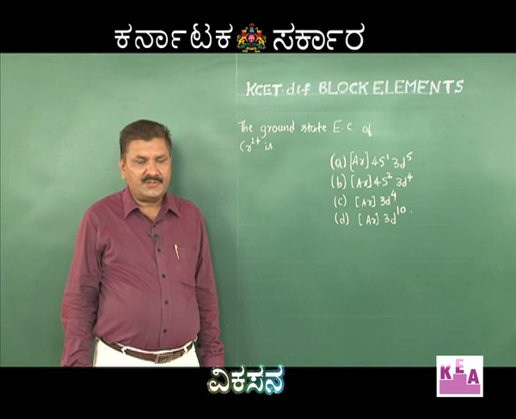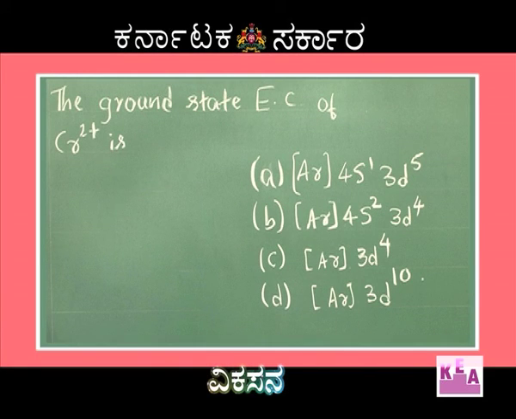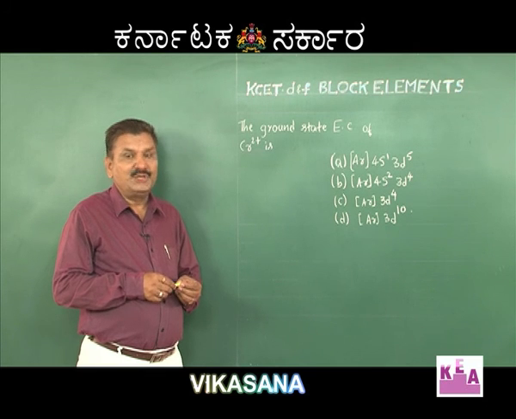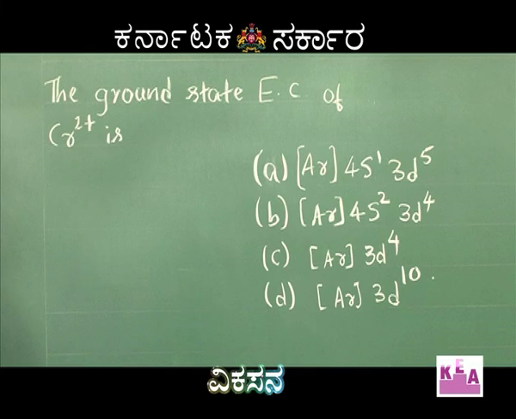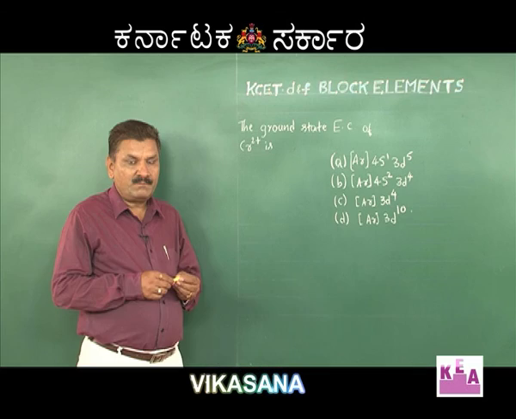Question number 3: the ground state electronic configuration of chromium 2 plus is? The 4 options are argon configuration followed by 4s1 3d5, next 4s2 3d4, 3d4 and 3d10. As I told you in the introduction, while writing electronic configuration, atomic number is important. Chromium atomic number is 24.